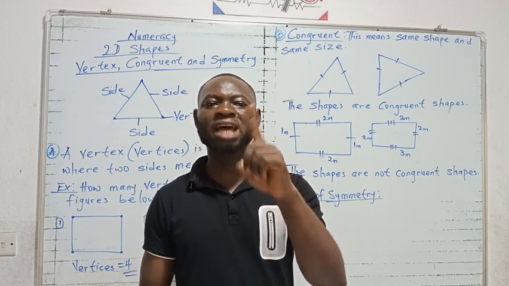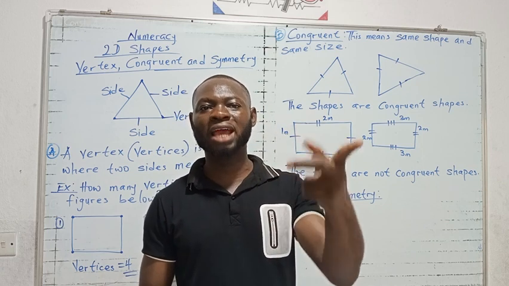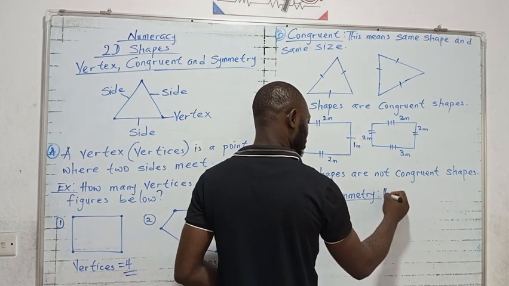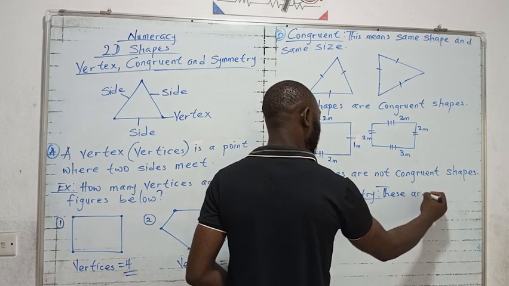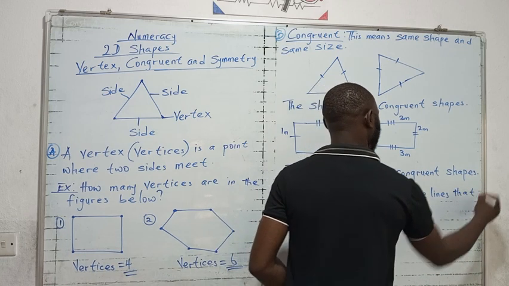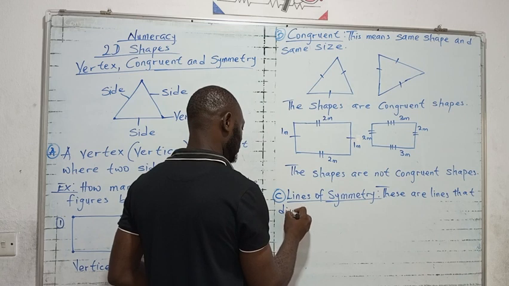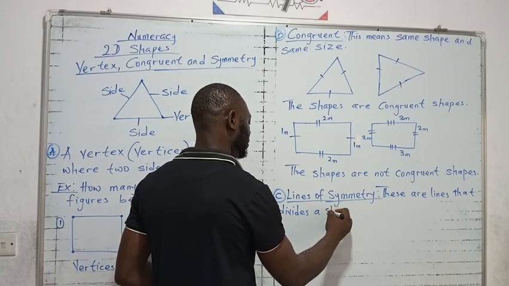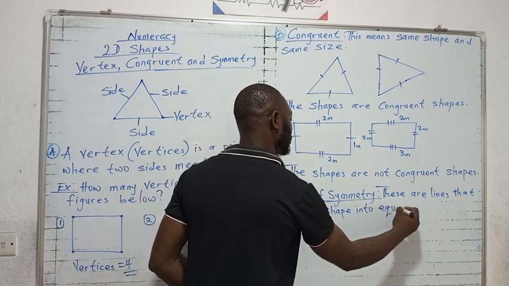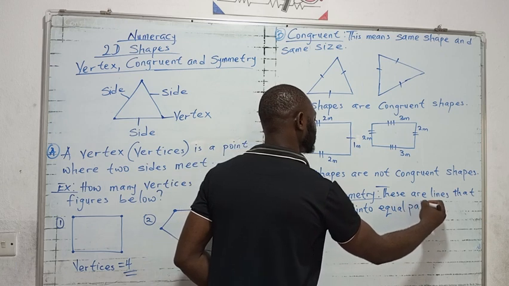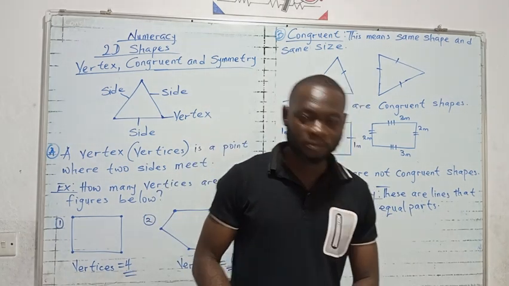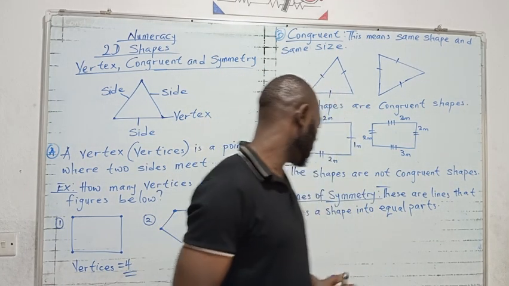Now, a shape can have one line of symmetry. A shape can have more than one line of symmetry. Okay? So, these are lines that divide a shape into equal parts. Okay? So a line of symmetry divides a shape into equal parts.